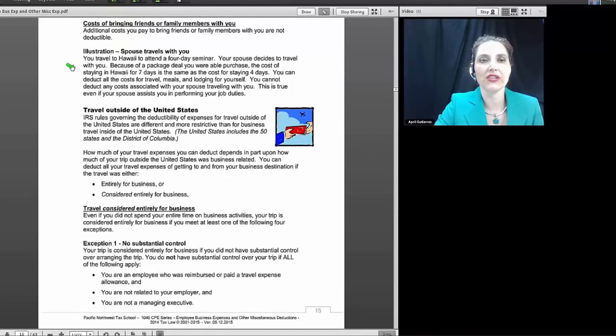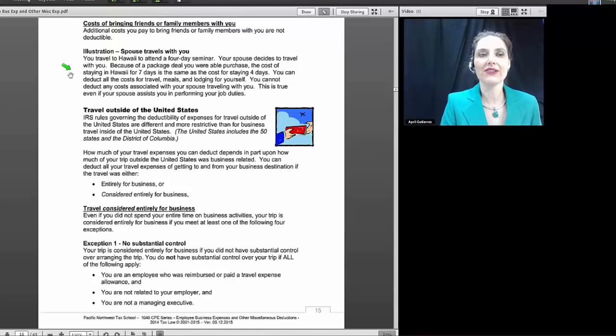And here is an illustration where the spouse travels with you to Hawaii again. You travel to Hawaii to attend a 4-day seminar, and your spouse decides to travel with you. Because of a 7-day deal you were able to purchase, the cost of staying in Hawaii for 7 days is the same as if you just purchased and stayed for 4 days. It's probably not going to happen too often, but we could dream, right?